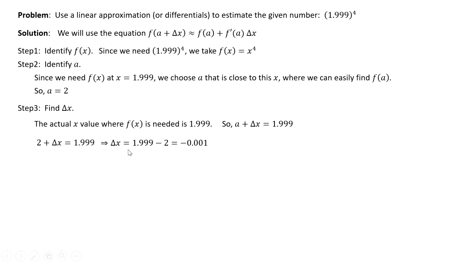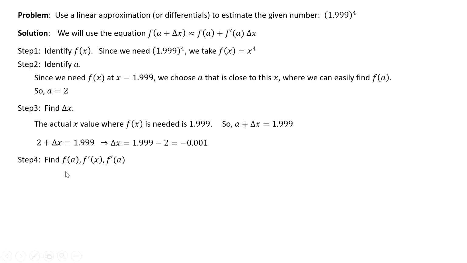Take a look at that really well. Because we need the function's value at 1.999, we will say that to be a plus delta x, and based on the a, figure out delta x. All right. So we know f of x, x to the 4. We know a, 2, according to this form, and we just figured out delta x. So the only thing that's left for us is to figure out f prime of a.